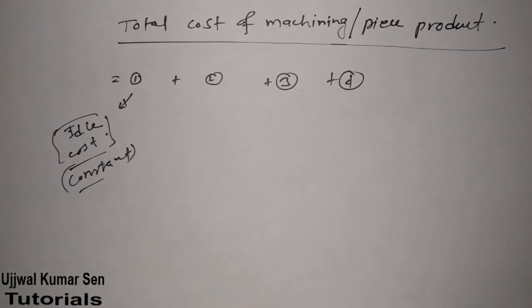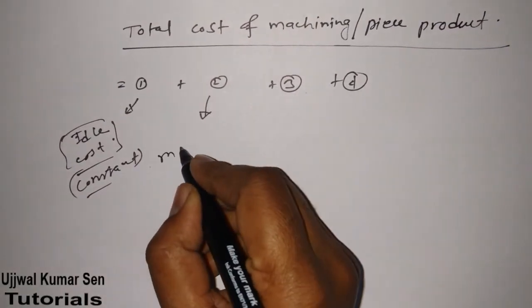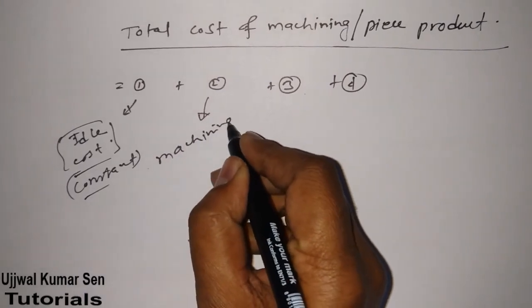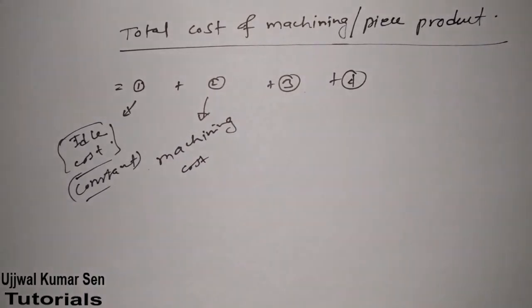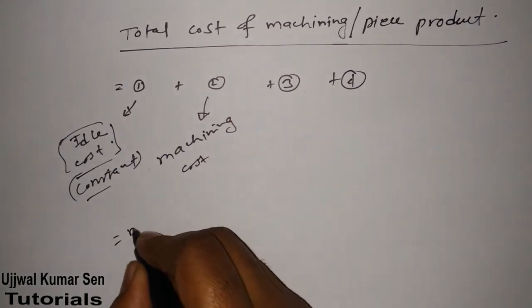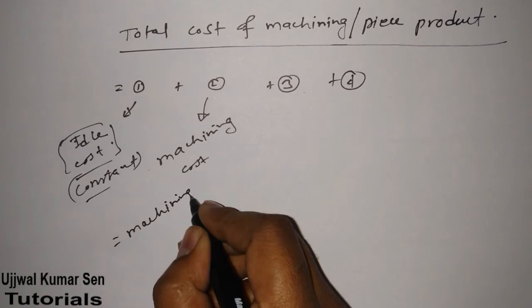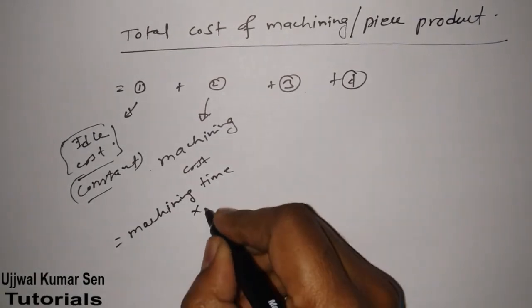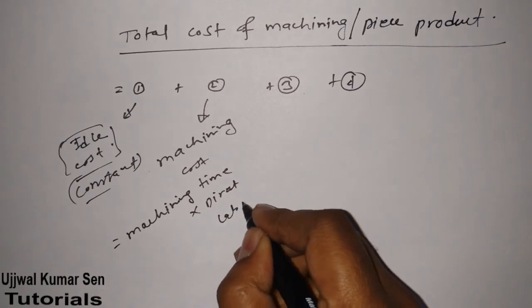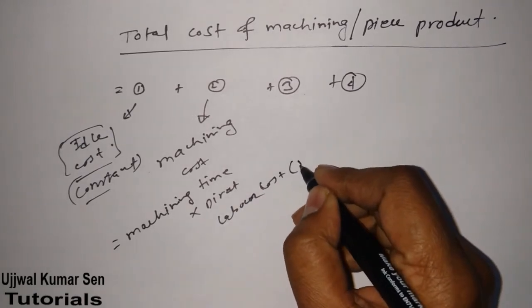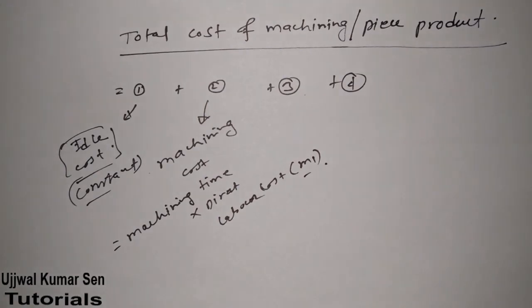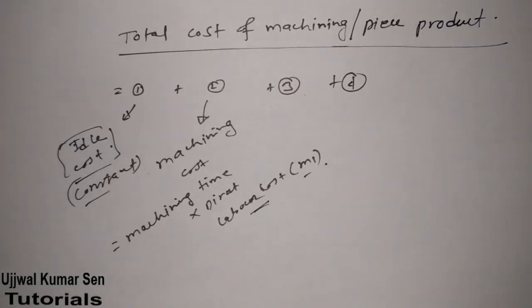Second, I will go to the next one, that is machining cost. So what is machining cost? That is machining time multiplied by direct labor cost. I have also shared this with you, that is M1. M1 means direct labor cost. Many books have given different names, but I said this is M1. Direct labor cost is M1.